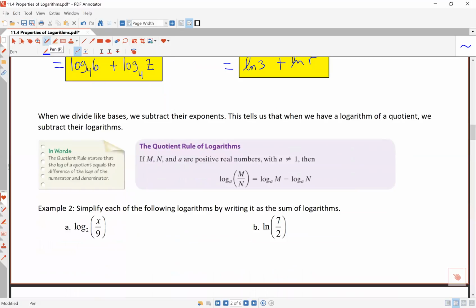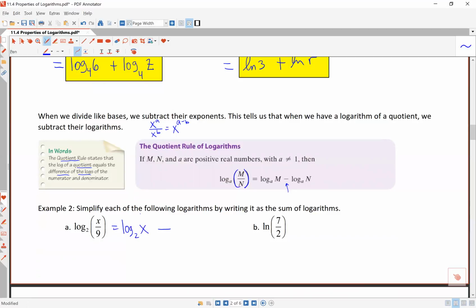The next property comes from the fact that if we divide like bases, then we subtract the exponents, so that if we divide inside the log, then we subtract those two exponents, since a logarithm is an exponent. So in words, the quotient rule states that the log of a quotient equals the difference of the two logs. When you have a quotient, you separate the two logs by a difference.